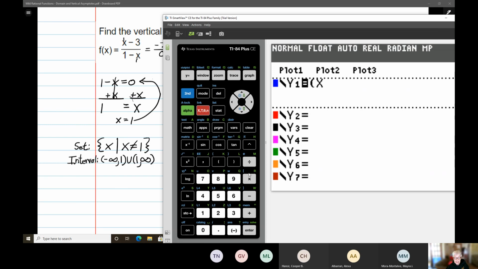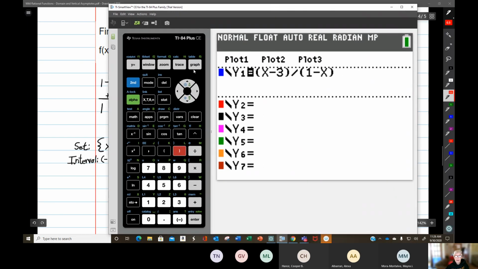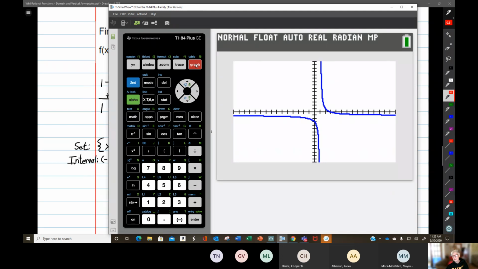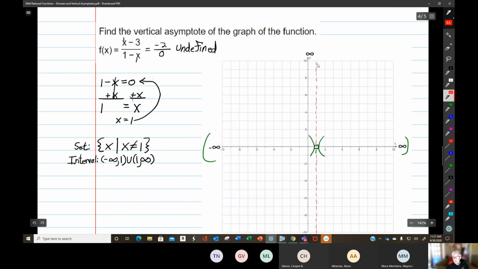Parentheses, x minus 3, divided by parentheses, 1 minus x, parentheses. And I'm going to move this over a little, and I'm going to graph. That's what it looks like. Very, very typical. Notice they're like mirror images of each other on either side of the vertical asymptote, which goes up and down. You have to imagine it being there. It's not really there. But that's where the asymptote is.